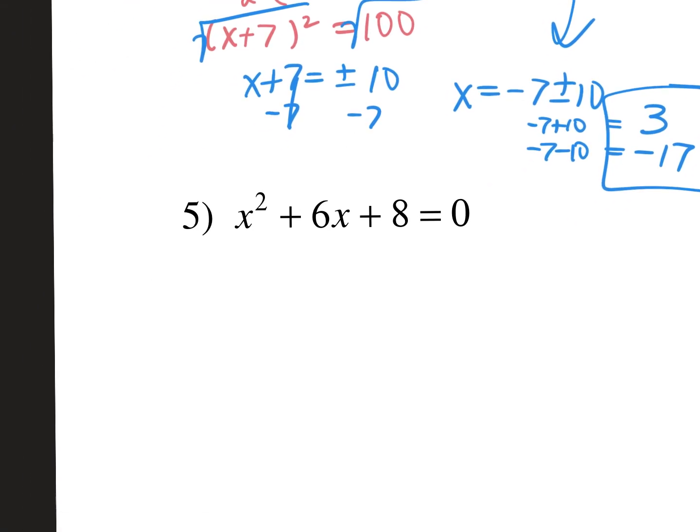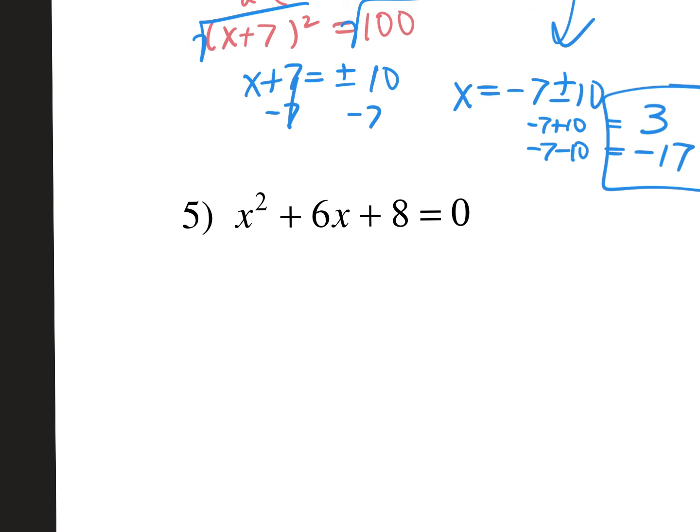All right, what about 5? Are there factors of 8 that will multiply to give me 8 but add to give me 6? Yes, what are they? 4 and 2. So on a test, if it just said solve, that's what you should try and do first. Don't automatically jump to the quadratic formula. Don't automatically jump to completing the square unless the directions say to solve by completing the square.